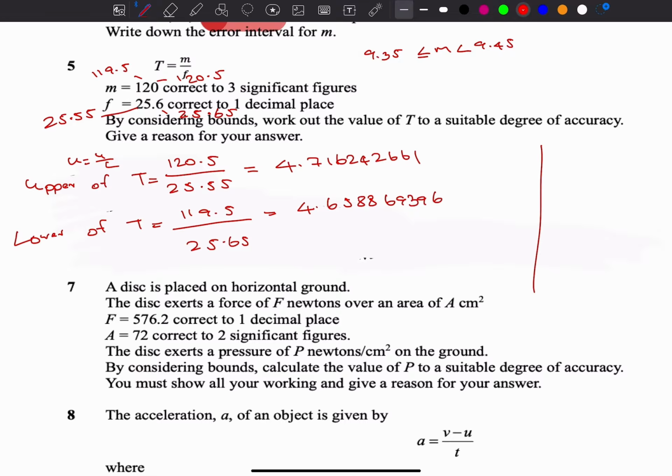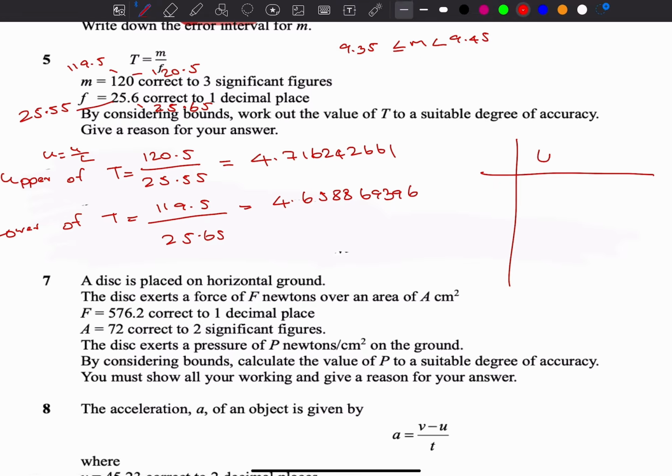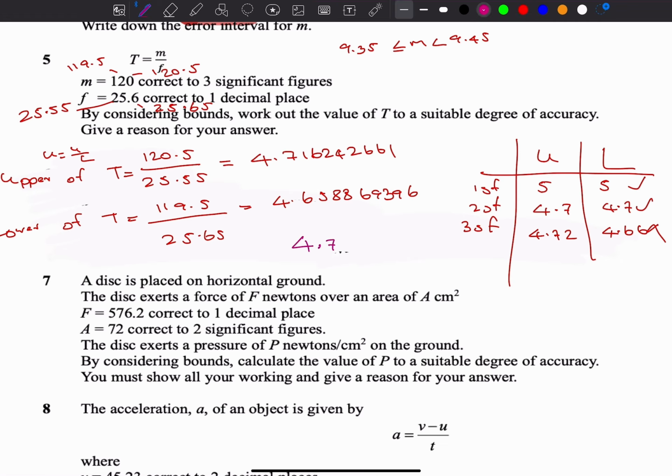4.658869396. So let's say upper bound, lower bound, one significant figure. Upper bound, if you do one significant figure, is 5, both are fine. Two significant figures, 4.7, 4.7, both are fine. Three significant figures, 4.72, 4.66, which is not fine. So the correct answer is 4.7, which is correct to two significant figures, and that's the answer. Normally a 3 mark question.